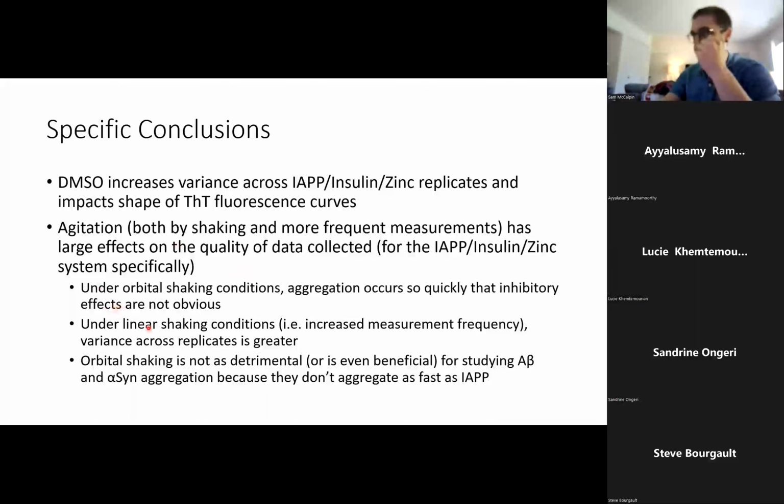I think it's interesting to note that there's a difference between the orbital agitation, which is the shaking generally that these instruments do, versus linear shaking, which is more what's happening when the measurement is occurring. The plate is being moved in linear ways. And it seems like this linear shaking has a more detrimental effect on the reproducibility.